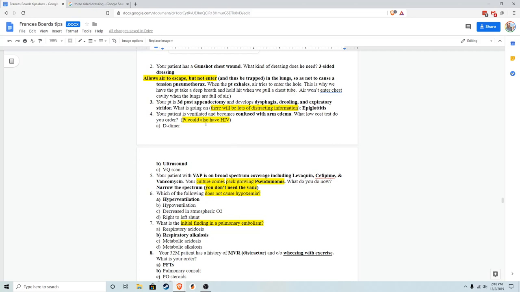Let's see. Number three, patient is 3 days post-appendectomy, develops dysphagia, drooling, and expiratory stridor. What's going on? All right.